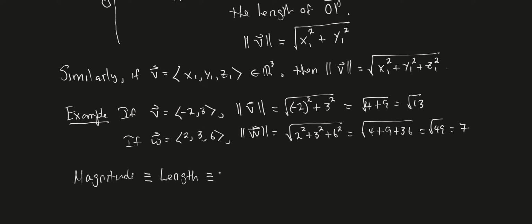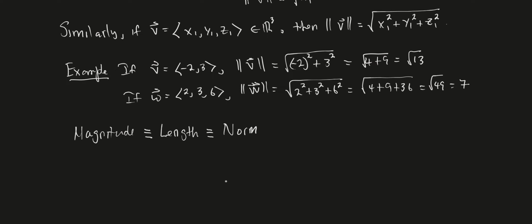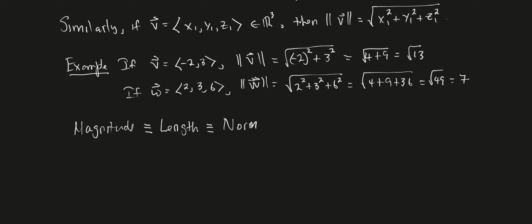And then there's another mathematical term that refers to both of these, and it's called the norm, right? So you have the magnitude of a vector, the length of a vector, the norm of a vector. They all represent the same quantity, right? Now, so again, finding the magnitude of a vector, pretty straightforward.